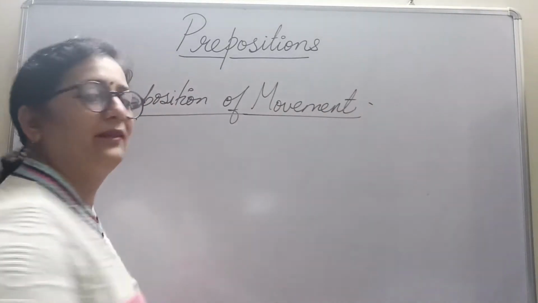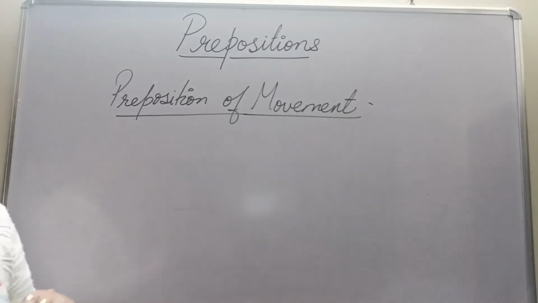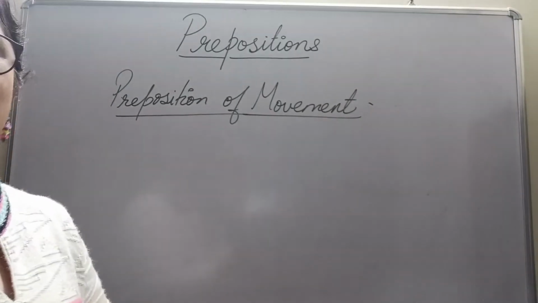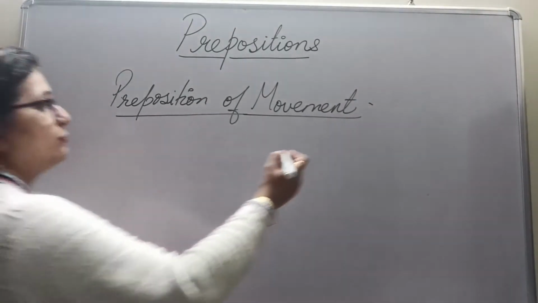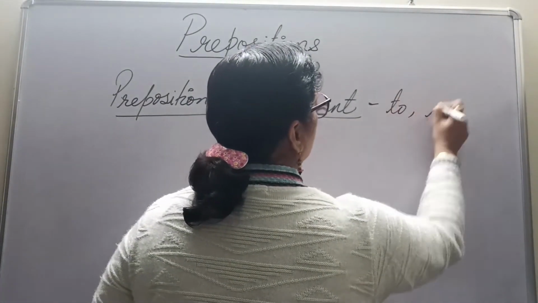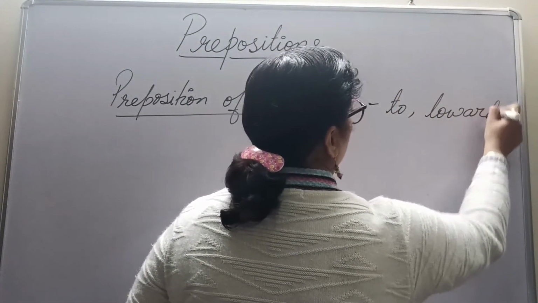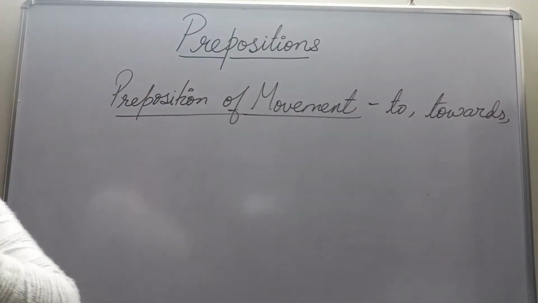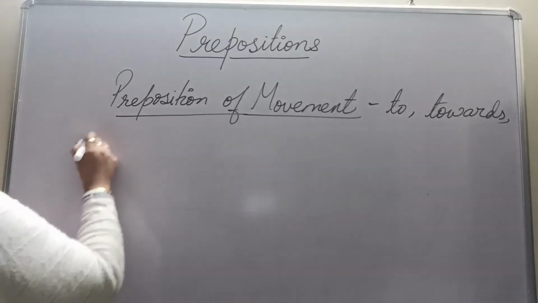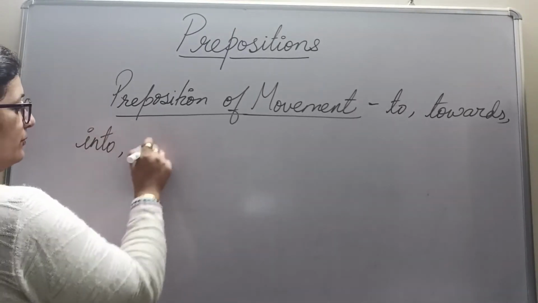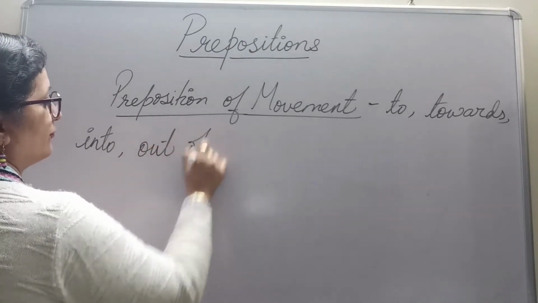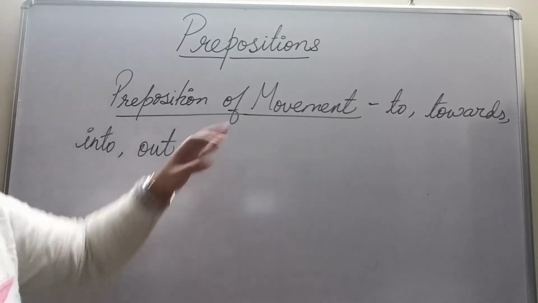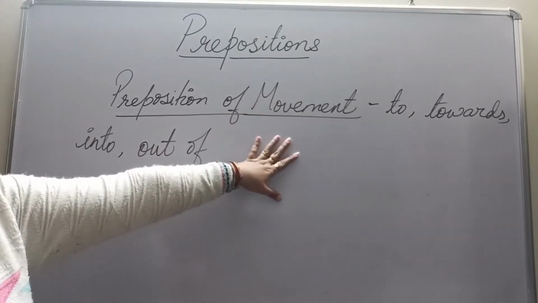It talks about the movement. Let's see which prepositions we can pick up for prepositions of movement here. I am going to, let's see, to, towards. See, this is showing us the direction in which things are happening. Into, out of, something coming out of something, right? So that can also show us the movement of the noun or pronoun.